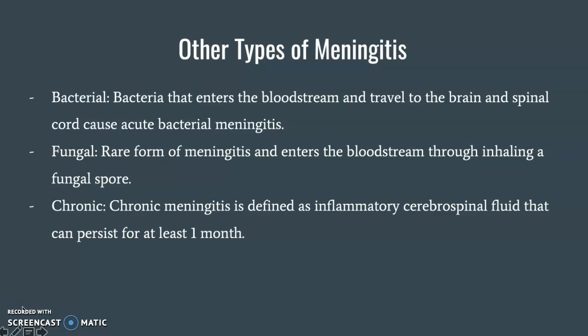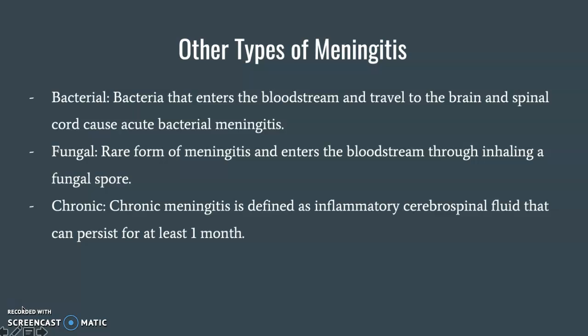Bacterial meningitis is when bacteria enter the bloodstream and travel to the brain and spinal cord, causing acute bacterial meningitis. Depending on the type of bacteria you may carry, it can spread through sneezing, coughing, sharing saliva, eating contaminated food, or mothers passing it on to their babies when born.